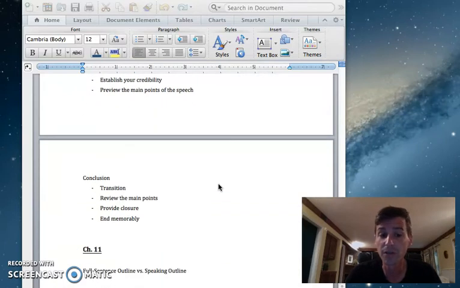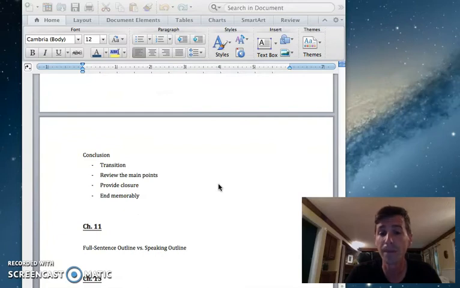The conclusion is also very important. The conclusion is where you wrap up the speech. It's where you put a nice bow on the speech. And so our main things that we're trying to accomplish in the conclusion are, first, we want to make the transition to the conclusion clear. So make it clear to the audience that we're moving into the end. We want to review the main points of our speech. Provide closure. How do you do that? The best way is to somehow loop back to something you said in your intro. So let's say you used an interesting quote. Find a way to integrate that back into the conclusion to bring it full circle.